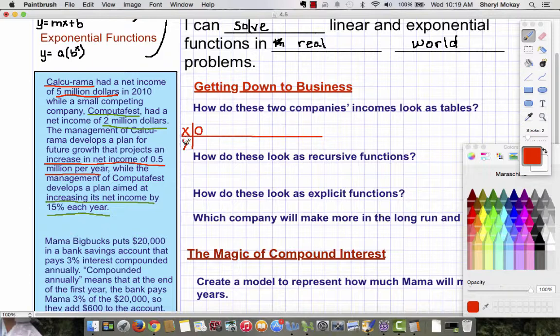And Y is going to be the amount of money they made. And I'm going to write it just like this, 5 million. We know that 5 represents 5 million, okay? And then year 1 would be 2011, and that's going to be 5.5 million, right? Because I added $500,000 to each year. And go ahead and complete this table and see what you came up with.